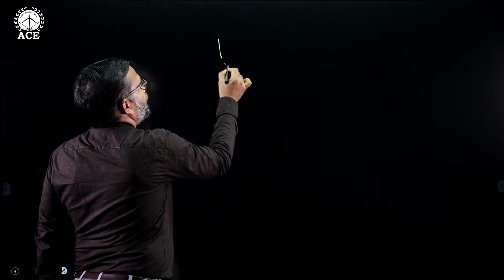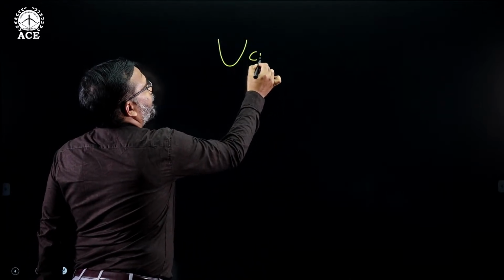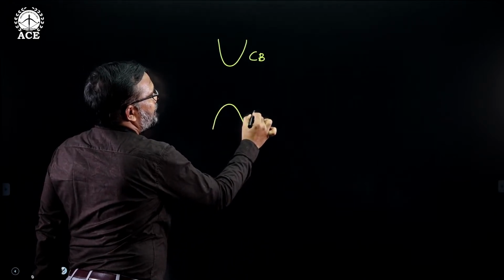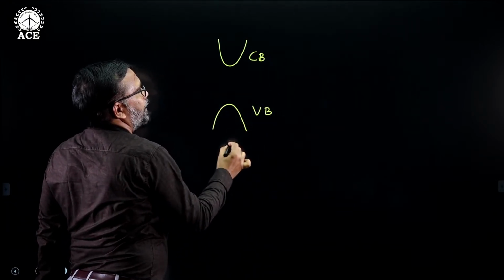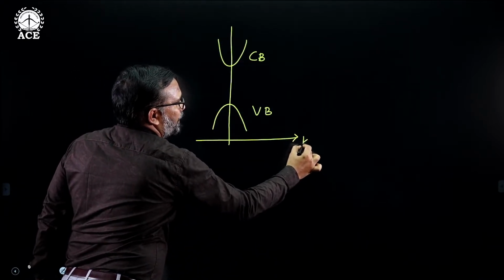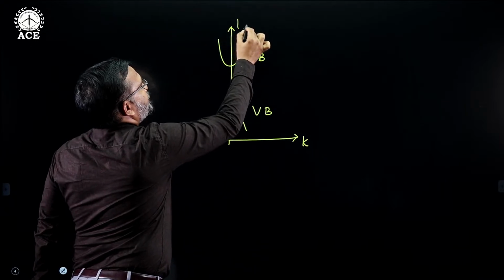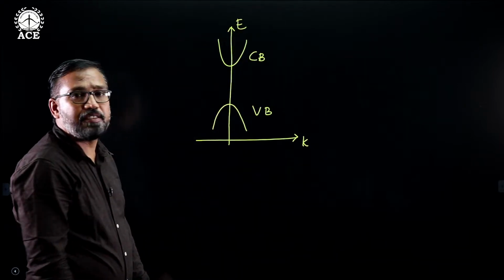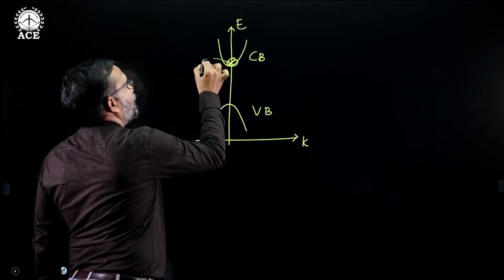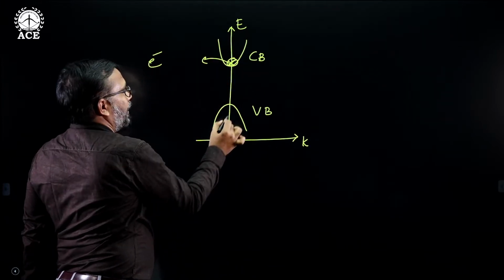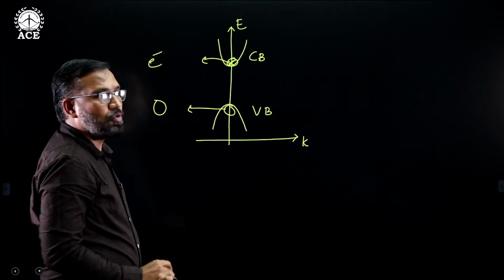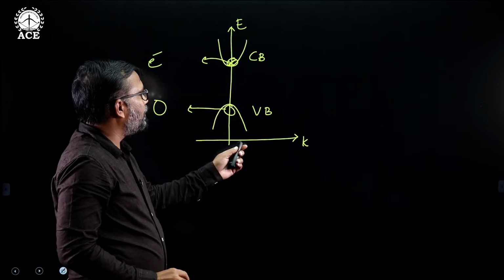For example, here it is the conduction band, and here it is the valence band. Here we have momentum and energy. The electron is here in the conduction band, and here you have the hole in the valence band. This electron and hole.